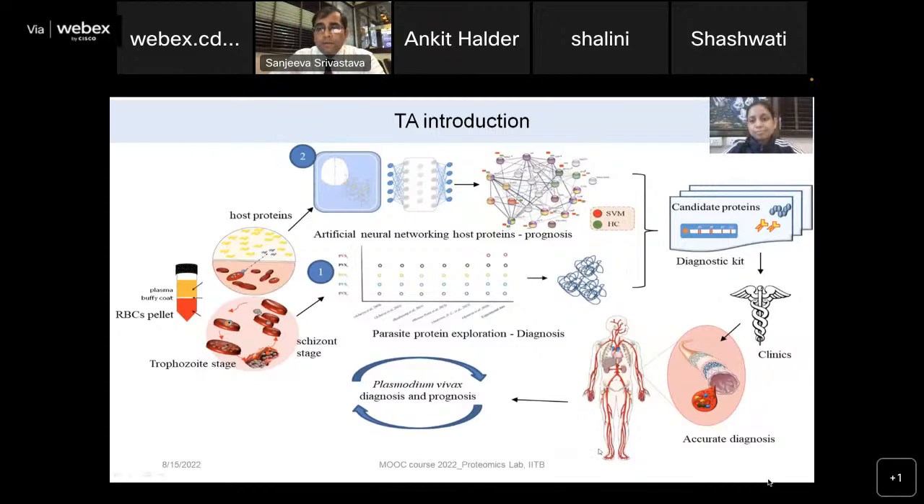All right, thank you, Shalini. Shalini has been the TA for the Proteogenomics course for the last couple of years. She's quite experienced. As you can see, she is doing research in this direction.